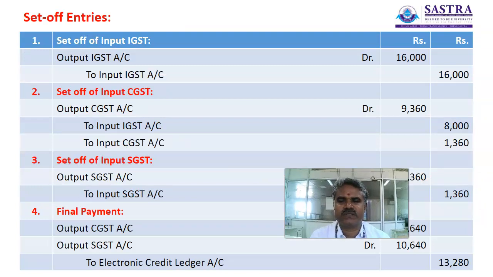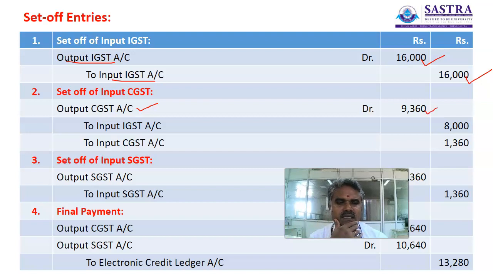Output IGST to input IGST. This is adjustment entry. Set off of input IGST, set off of input CGST, output CGST account debit to input, because already they are on the reverse side in the journal. This is the point behind here. So output is a credit nature account. Now for cancellation we debit that account.